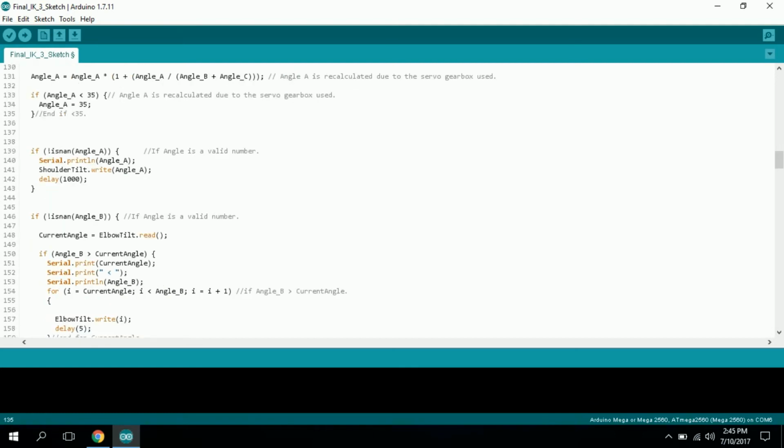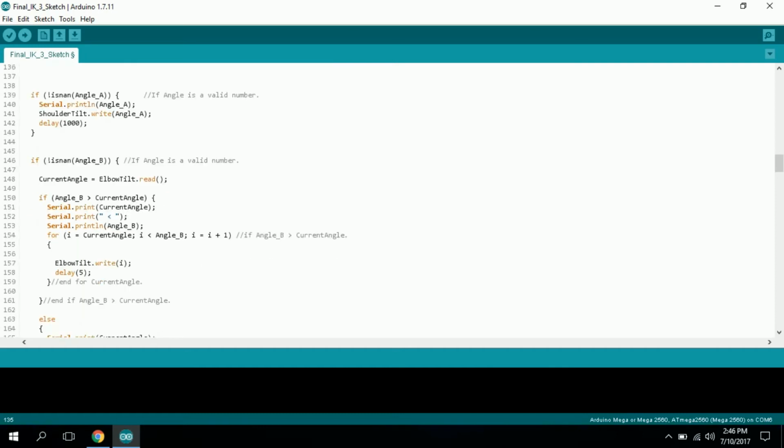After that, if it is ISNAN, that means is not a number. Sometimes you get a negative square root and you get back an answer that says NaN, not a number. So I am checking for is it not a number, and is it not a number not, which means is it a number? So it's a negative negative. So if angle A is a number, print it out and set the shoulder servo to that angle. Give it a little bit of delay so it has time to get up there.